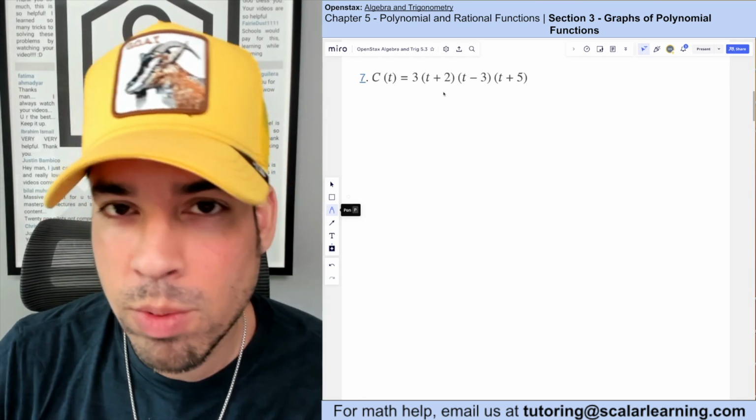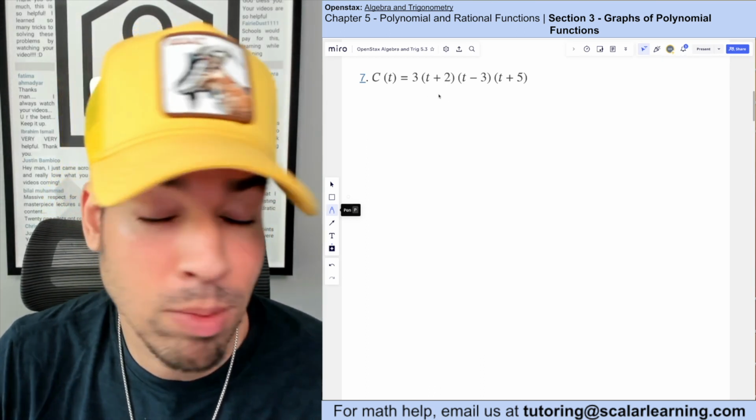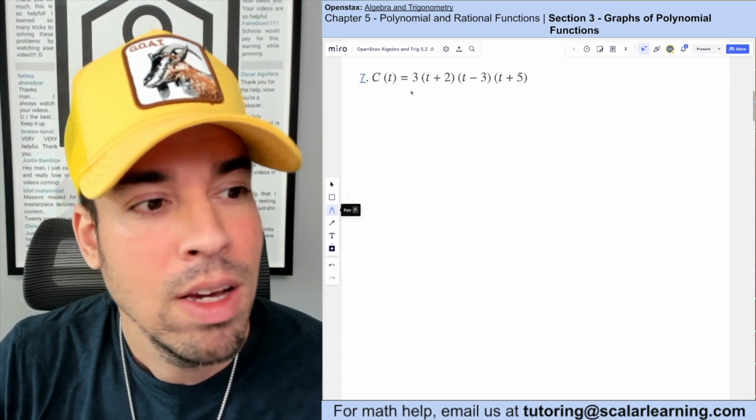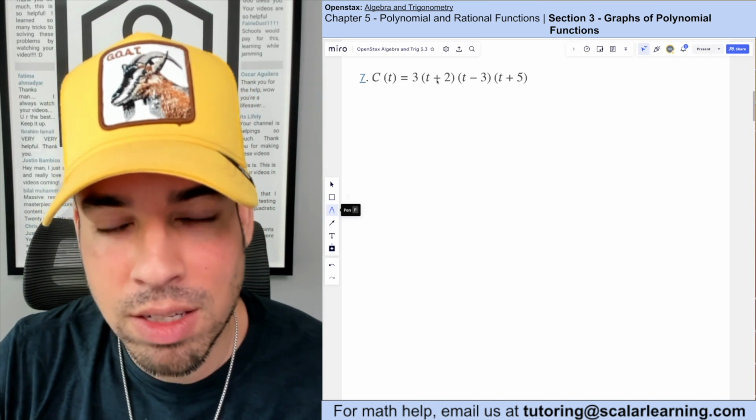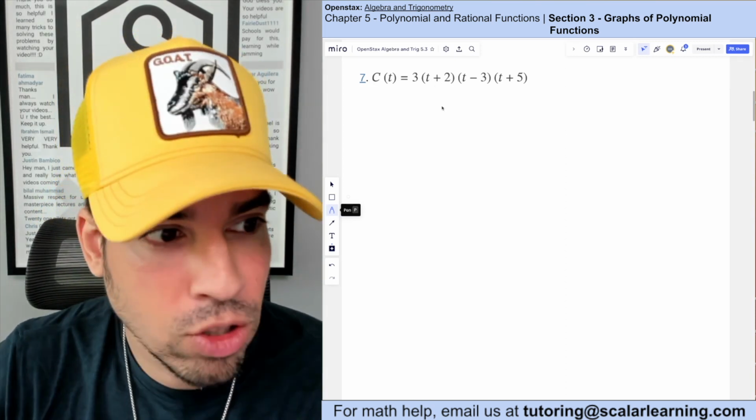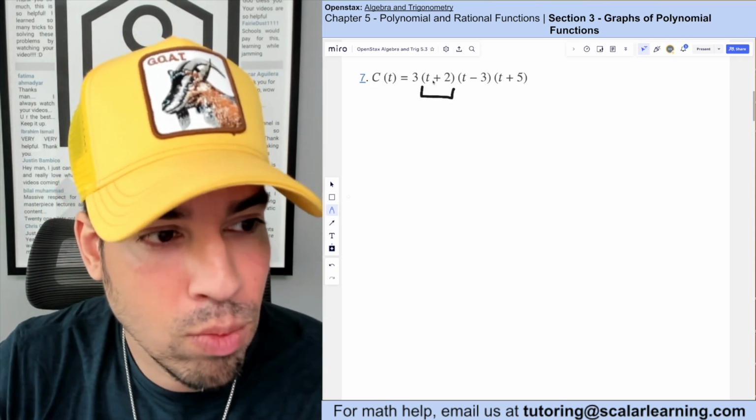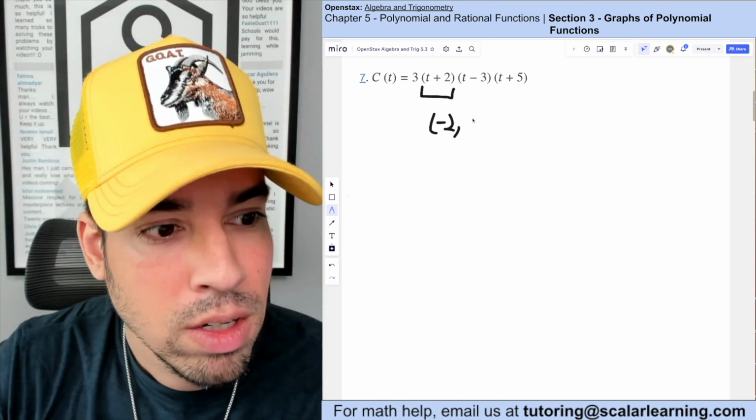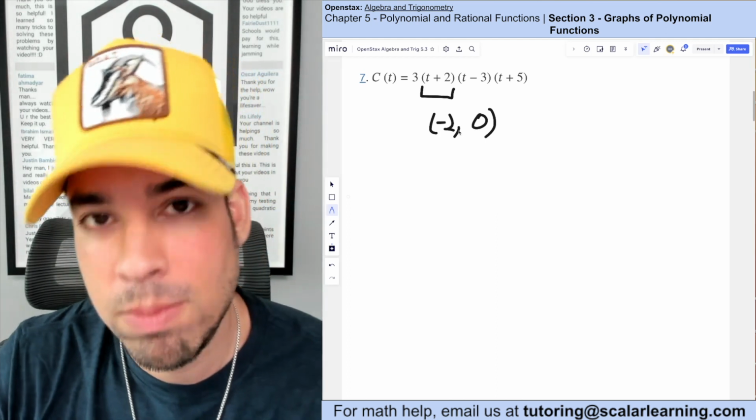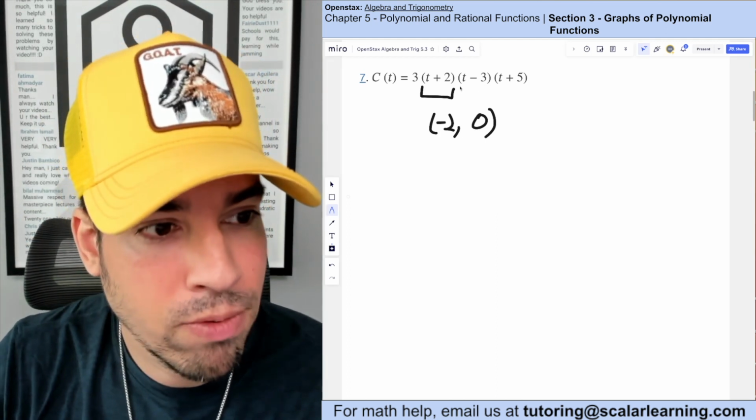And what we're trying to do when we're finding the t-intercepts, or x-intercepts, but in this case t, is find the values of t that are going to zero out the entire function. Now, because it's factored, it's pretty nice. All I have to do is say, hey, what value of t is going to make this binomial go to 0? That's -2. It's going to give me a value of (-2, 0), right? We already know that. What about for this one?